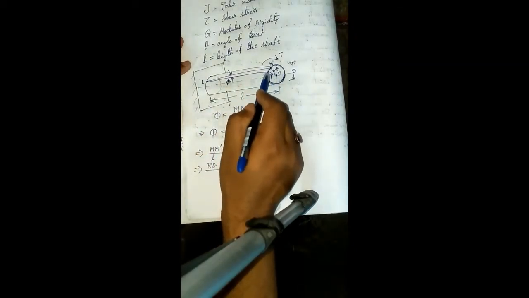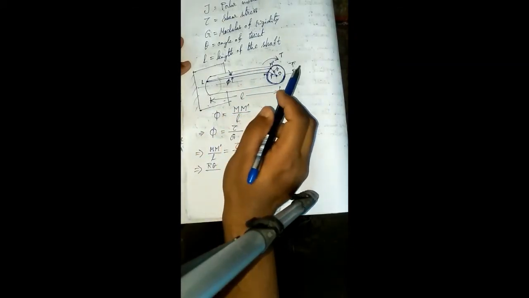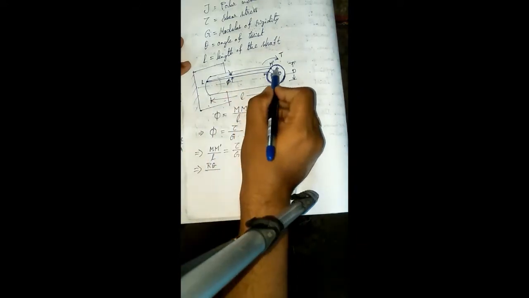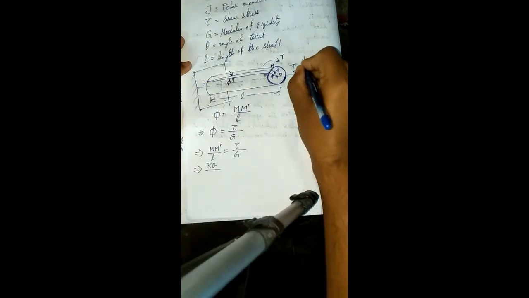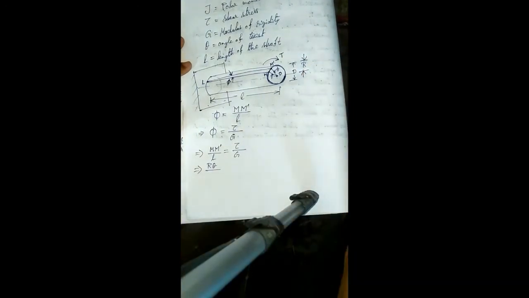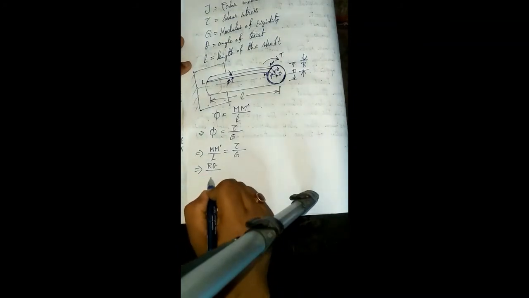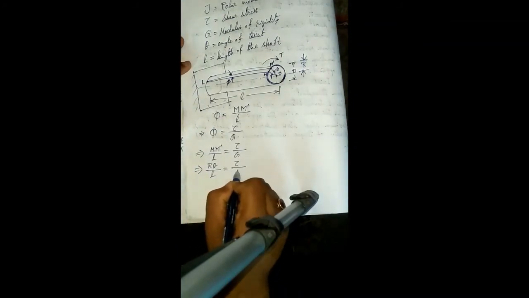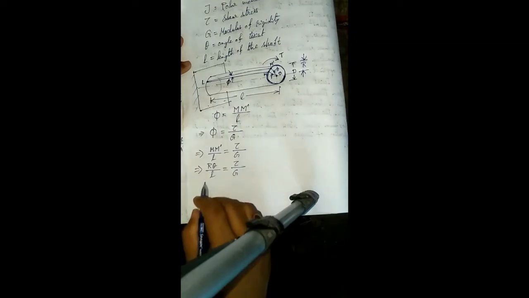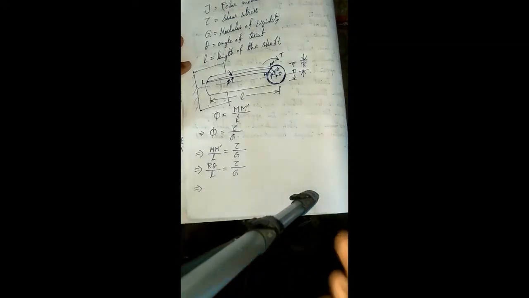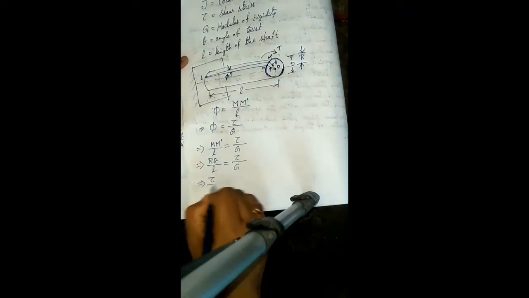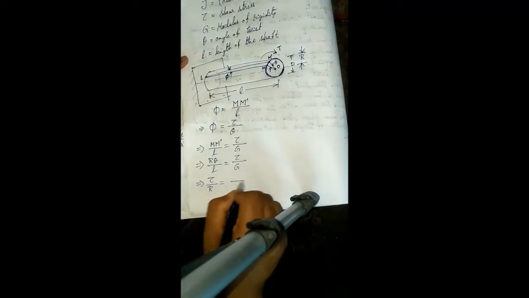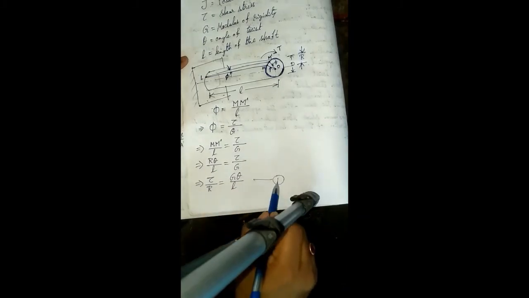From this cross section we can write m dash equals r into theta, where r is the radius of the shaft, that is half of d. So r theta by L equals tau by G. So we can write tau by r equals G theta by L. This is equation 1.